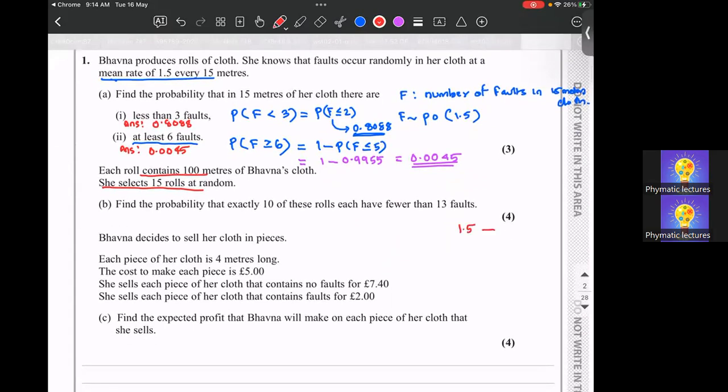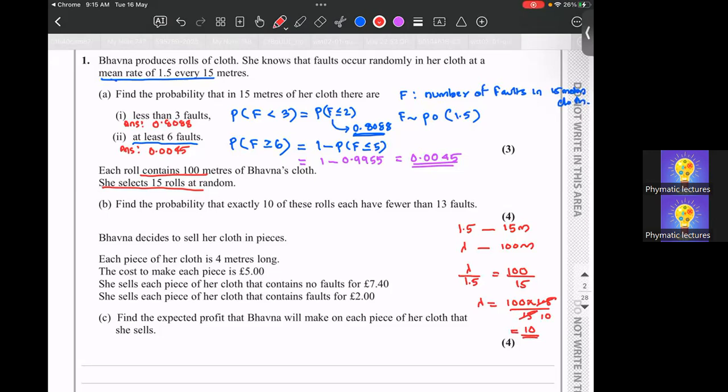1.5 for 15 meters, and the new value lambda for 100 meters. Correct. Therefore, you just proportionate it. Lambda by 1.5 is 100 divided by 15. So lambda is equal to 100 into 1.5 by 15. So the new value of lambda is 10.